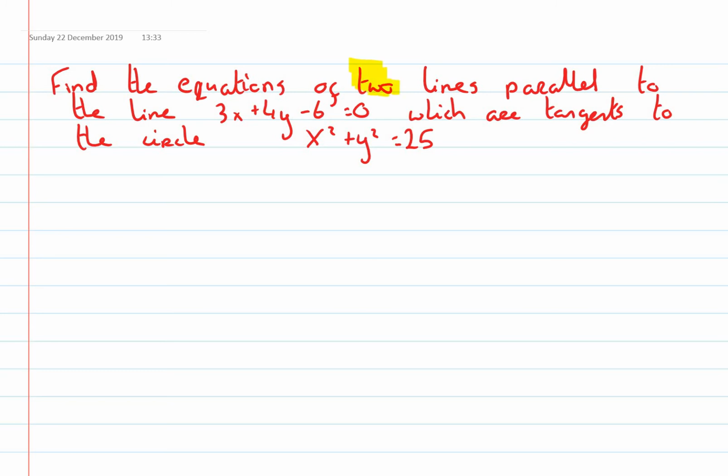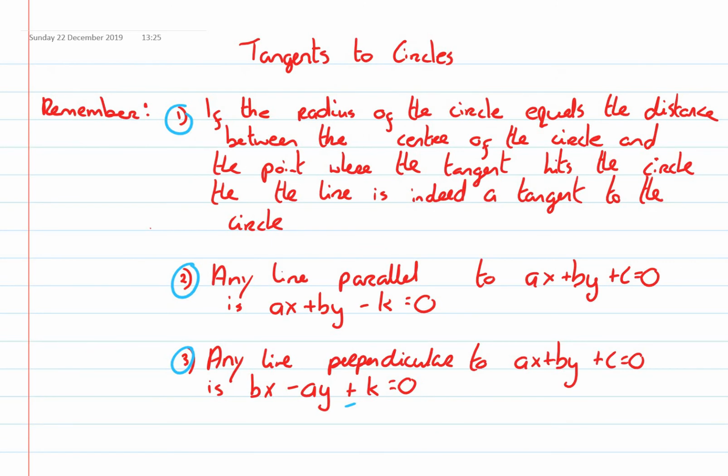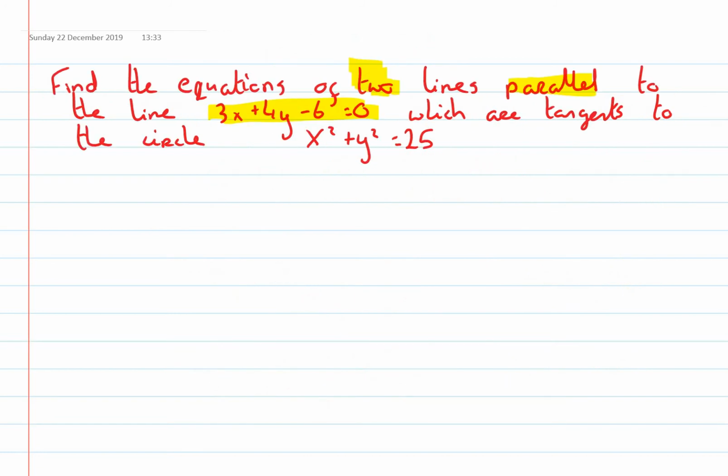First of all, we're talking about two lines this time, and they're parallel to this. Lines parallel to that, if we look back here, the only thing that's going to change is the last number, the C bit. So I know that lines parallel to this will look like 3x plus 4y plus or minus some number k equals 0. I just have to find out what that number is. And remember, it's two lines, so there'll be two numbers. But I'll sketch it out first.